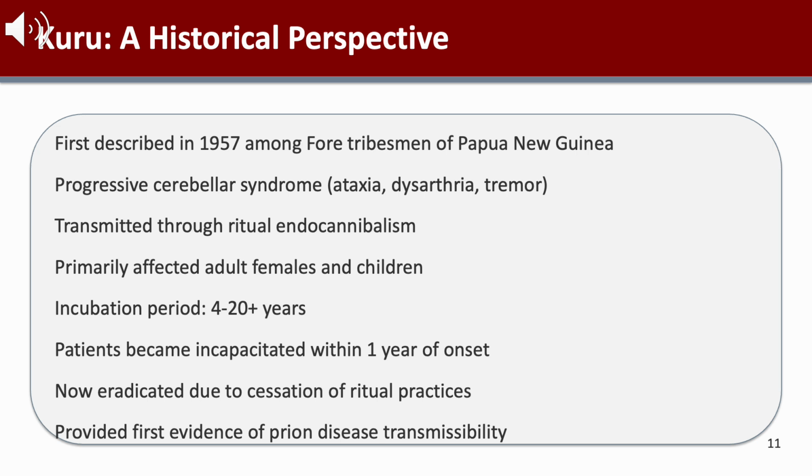The recognition of Kuru as a transmissible disease was groundbreaking and led to the discovery of the prion concept, for which Stanley Prusiner received the Nobel Prize in 1997.